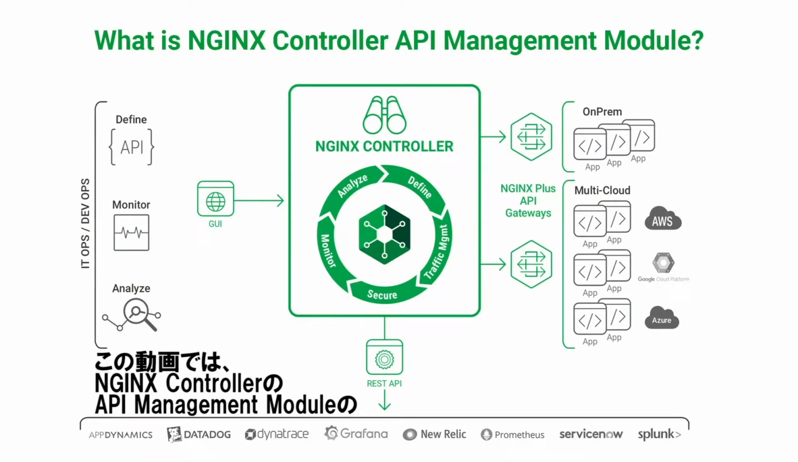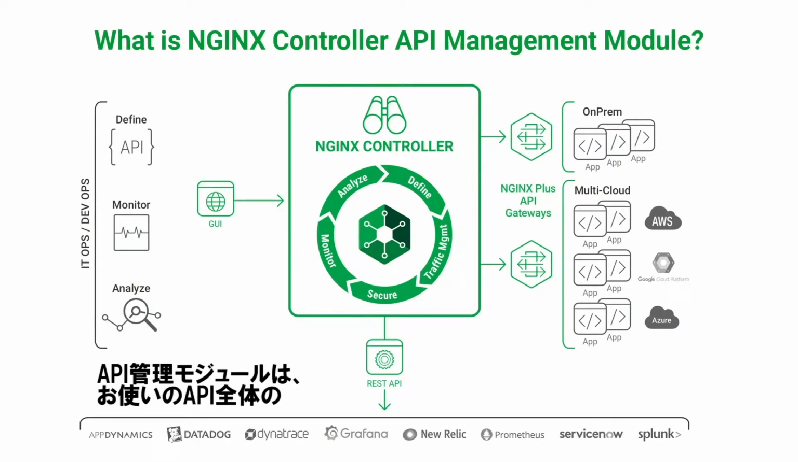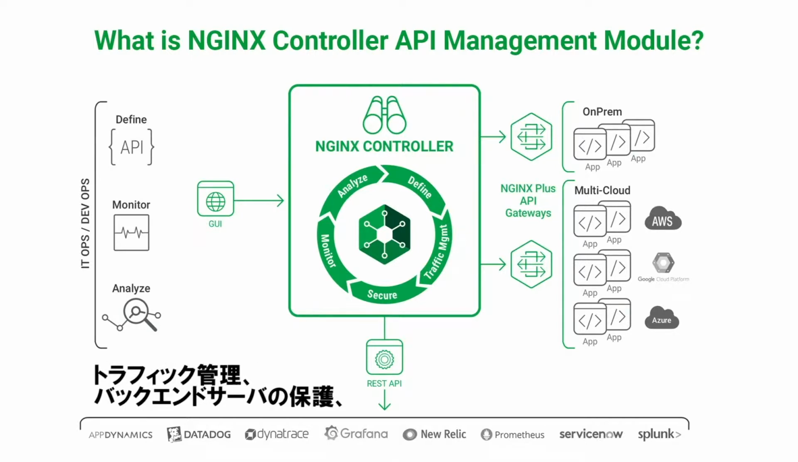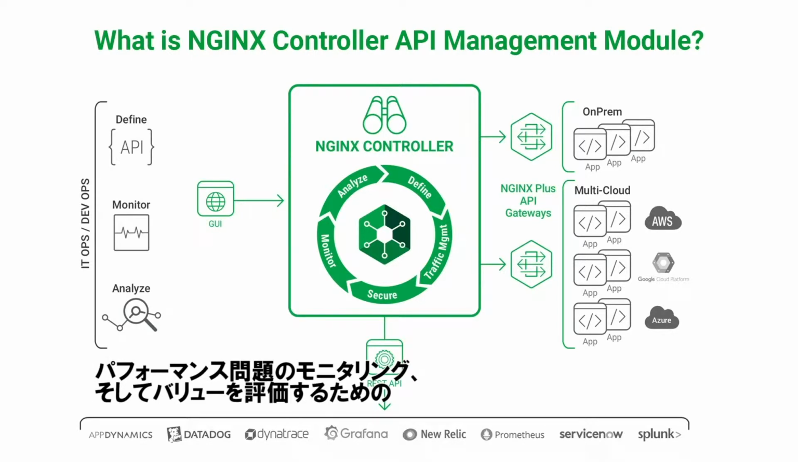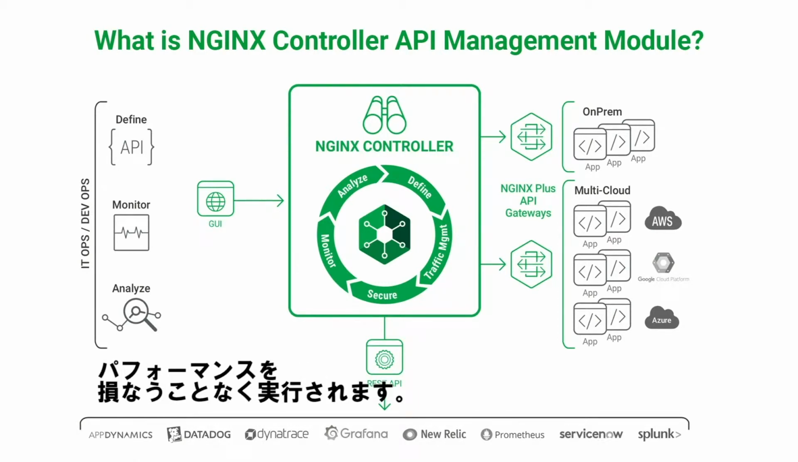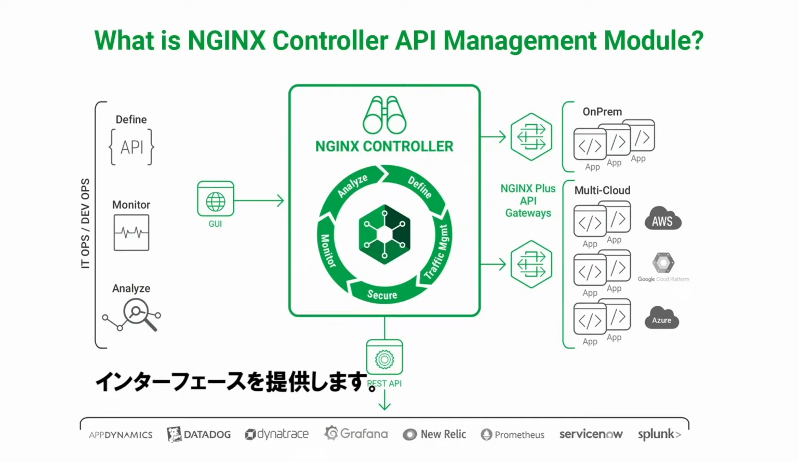I'd like to provide a quick overview of NGINX Controller's API management module. The API management module enables you to manage the entire lifecycle of your APIs, starting with definition, managing traffic to your upstream servers, securing your backend servers, monitoring performance issues, and analyzing API usage to assess their value, all without compromising performance. Controller provides an intuitive, easy-to-use interface for API management.